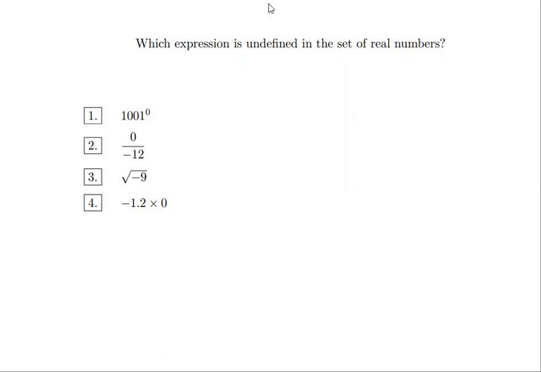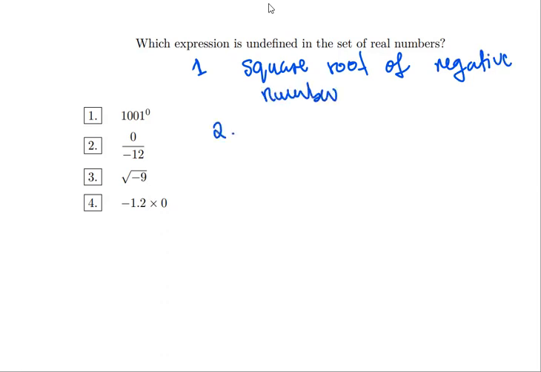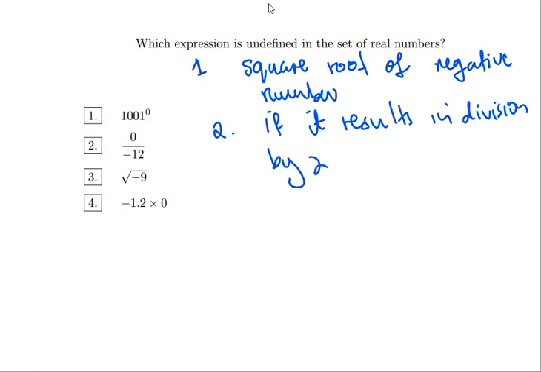Well, in this video, we'll talk about defined and undefined expressions. So basically, an expression is undefined if it is the square root of a negative number. So if the square root of a negative number is undefined, okay. And number two, if it results in division by zero. So if it results in division by zero, it's undefined. Okay, so wherever you encounter these two scenarios, then those kinds of expressions are undefined.